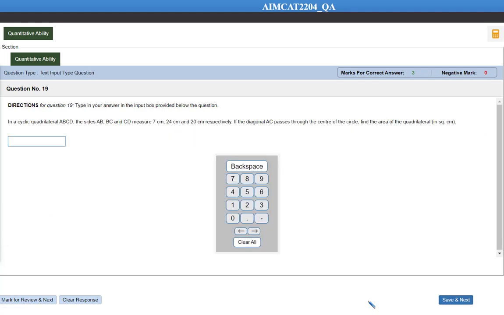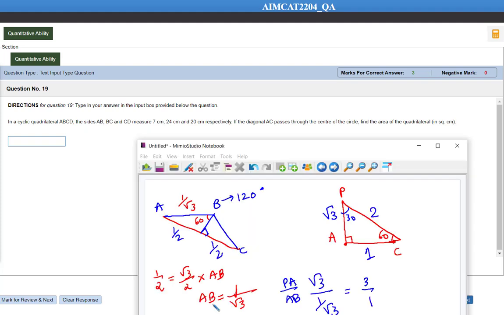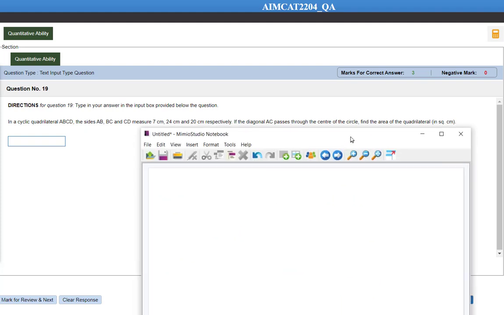Question number 19. In a cyclic quadrilateral ABCD, the sides AB, BC, CD measure 7, 24, 20. If the diagonal AC passes through the center of the circle, find the area of the quadrilateral. We know the formula to find the area of a cyclic quadrilateral. Let's see how we can use that. Over here AC is a diagonal passing through the center, which means it is a diameter.